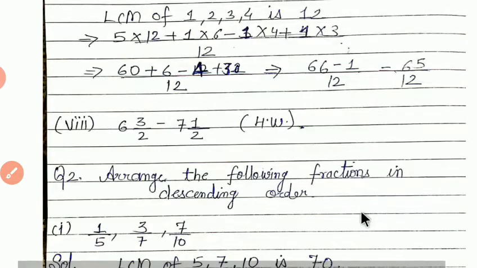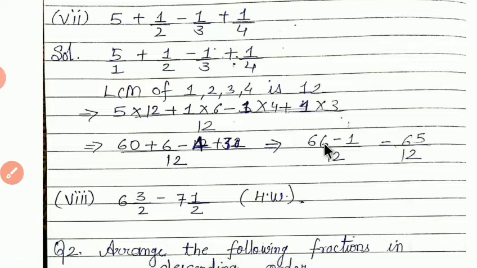Then question number 7th. 5 plus 1 by 2 minus 1 by 3 plus 1 by 4. Here 5 has no denominator. It means in this place we have to write it as 1. So LCM of 1, 2, 3 and 4, if we take, we will get 12. Now in place of 1, we have to bring 12. It means we will multiply by 12 in both numerator and denominator.